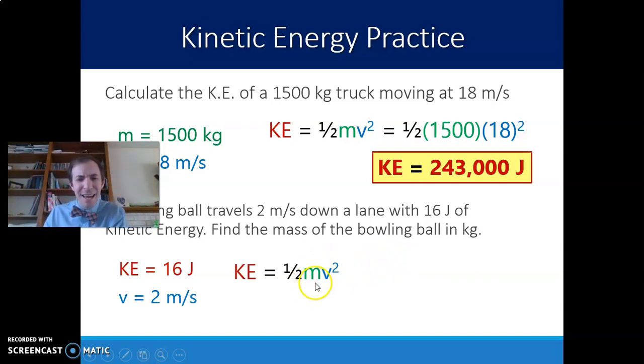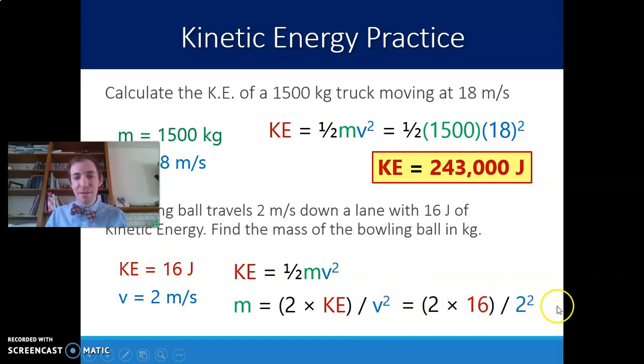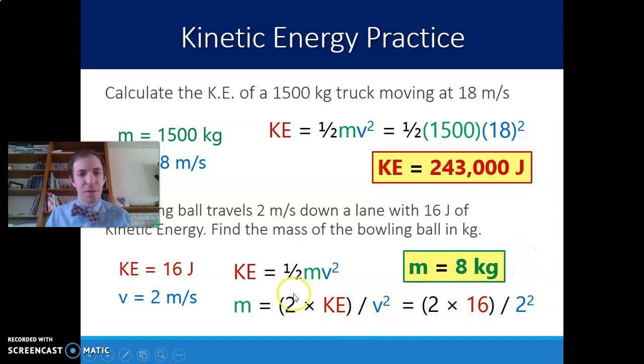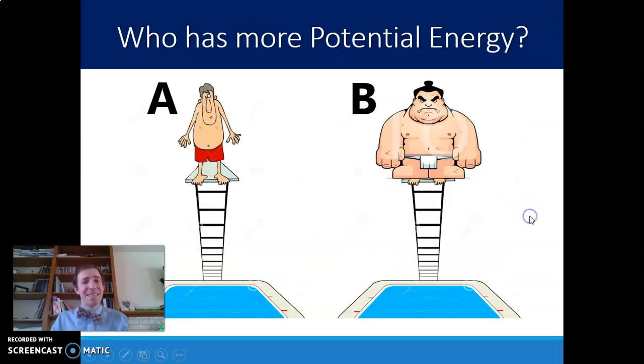And if I wanted to calculate that for mass, I can rearrange this equation, multiply both sides by 2, and then divide both sides by v squared. So I get that the mass is equal to 2 times kinetic energy divided by the squared value for the velocity. Plugging in my numbers, 2 times 16 is 32, divided by 2 squared is 4, 32 divided by 4 is 8 kilograms for the mass. So that is kinetic energy.